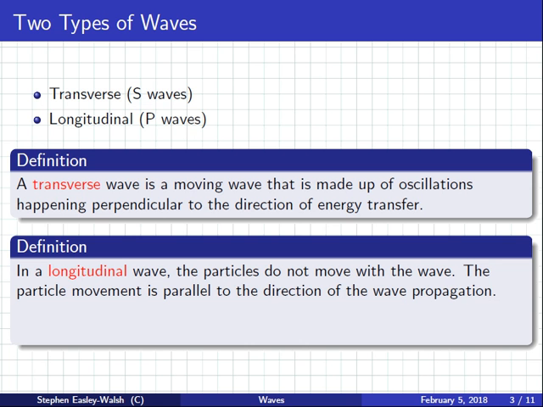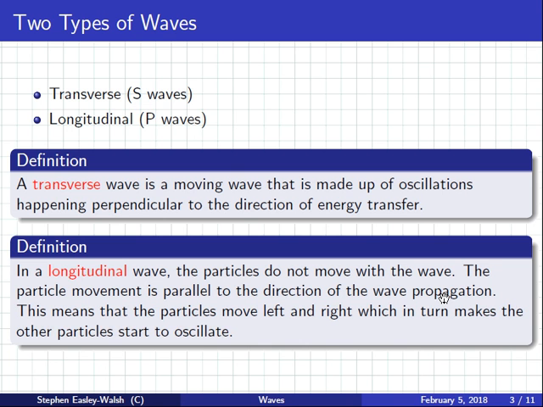Yes, getting closer. Basically, in this case it's moving out, but propagation is just a verb that means the direction of the wave's movement. So you don't actually say the wave moves from A to B. You actually say the wave propagates from A to B. It's a different verb for waves. So anyways, it's parallel. This means that the particles move left and right, which in turn makes other particles start to oscillate. This creates the wave.